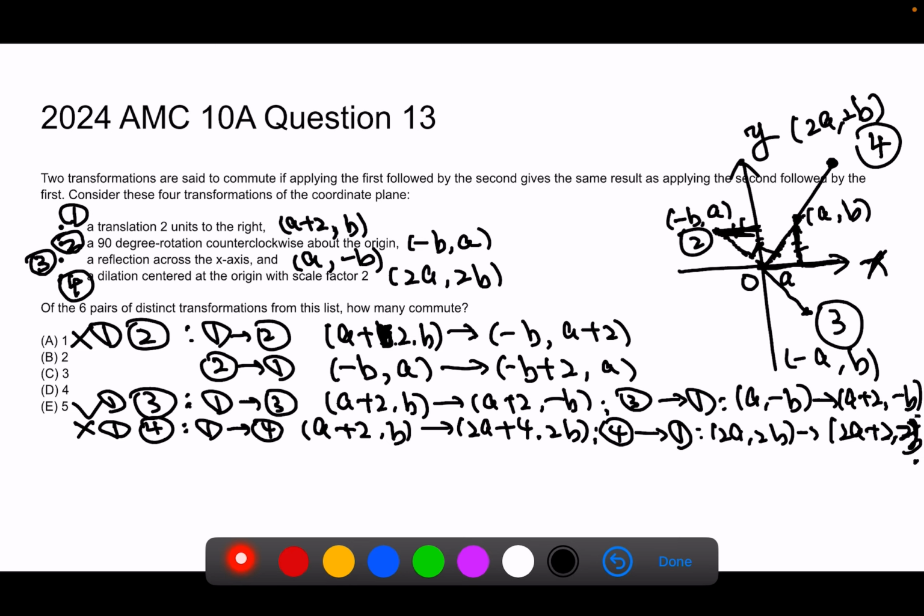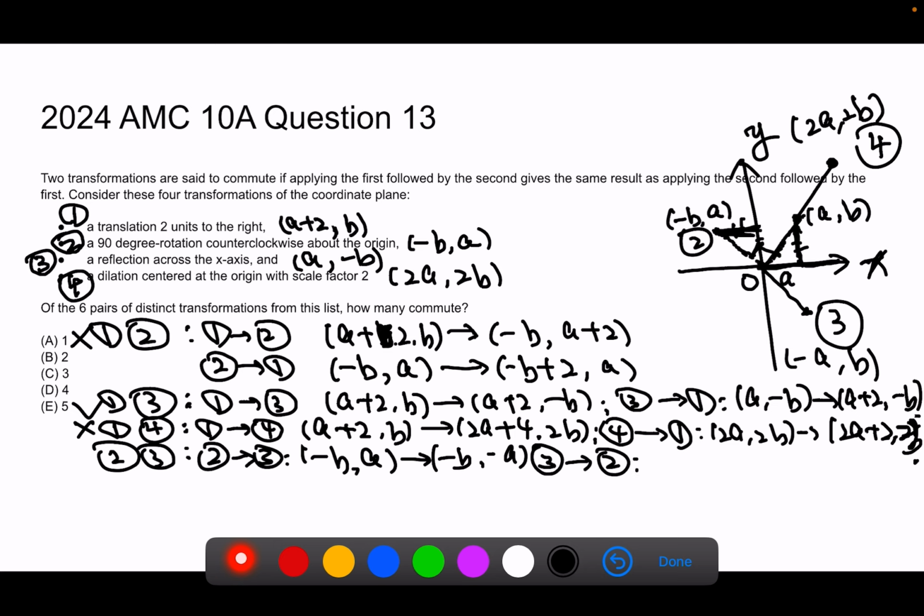Continue on, I'll do the next few ones a little bit faster. So 2, 3. 2 then 3, you're going to get minus B, A, and then minus B, minus A. Vice versa, 3, 2, you're going to get A, minus B first, and then B, A. 2, 3 also does not commute.